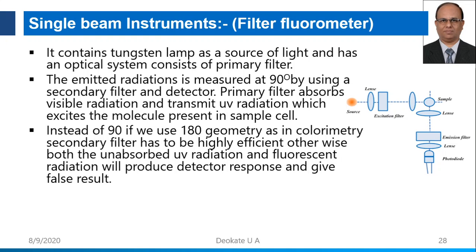Instead of 90 degrees, if we use a 180 degree geometry as in a colorimeter, the secondary filter has to be highly efficient. Otherwise, both the unabsorbed UV radiation and the fluorescent radiation will produce a detector response, an unwanted detector response, and give faulty results. So we cannot keep it in a straight line.